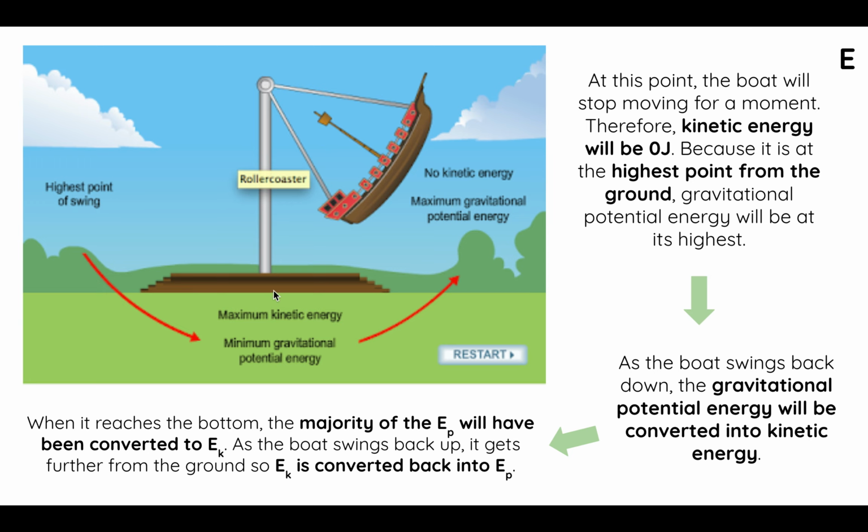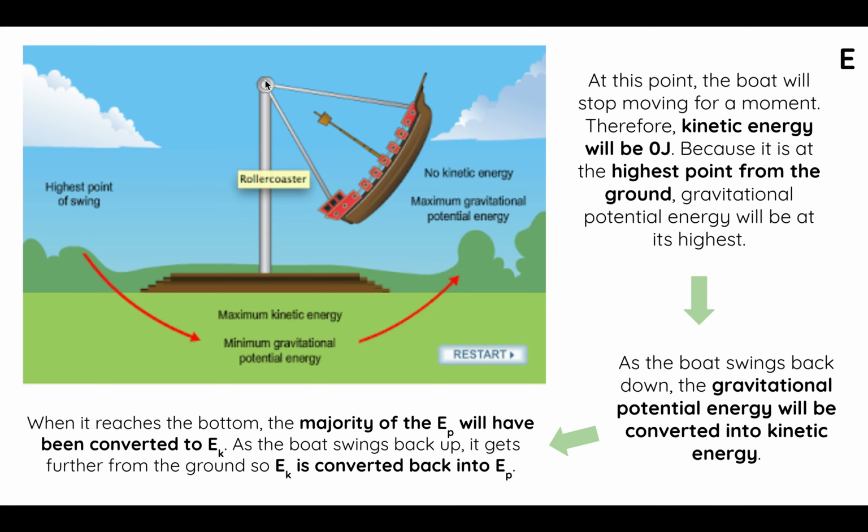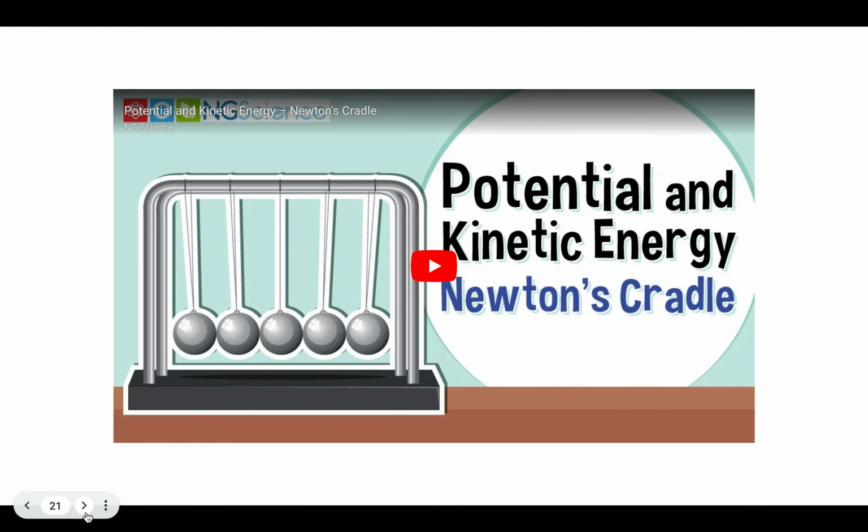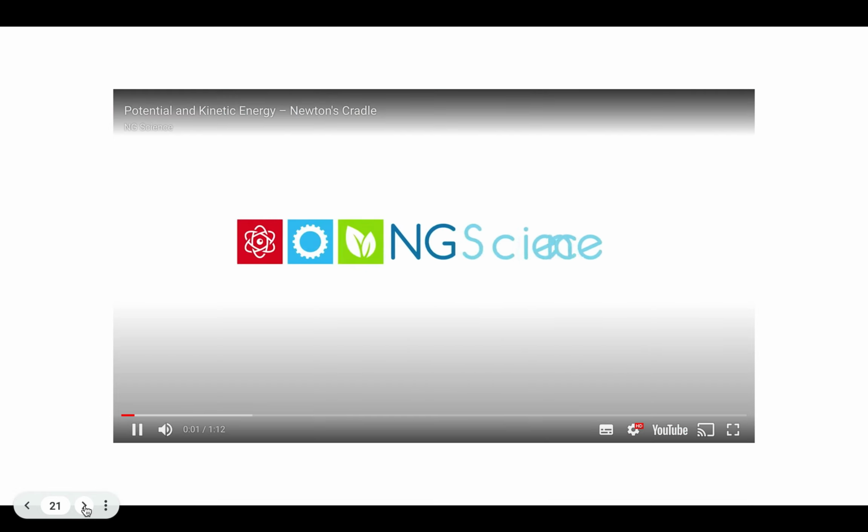Obviously, there will be some friction, like in this part where it's swinging, and also air resistance that will take some of that energy away. That is a very common excellence question, similar to terminal velocity. Okay, there is a video there to watch about the Newton's cradle. If you want to go back and watch that, it's only a minute long.